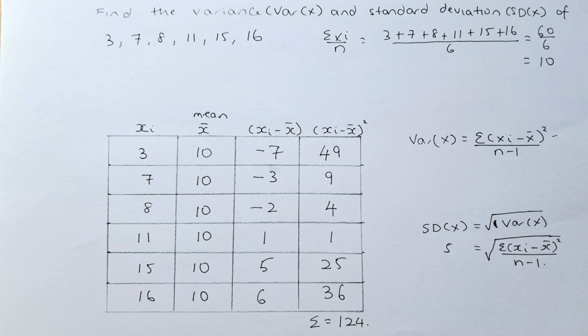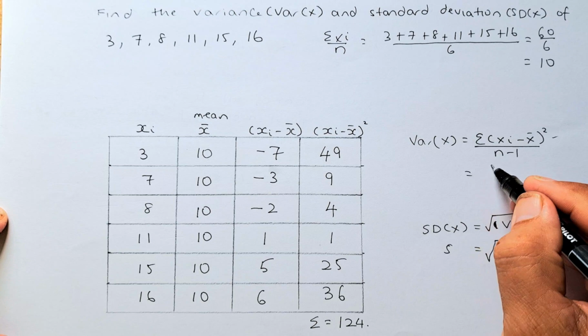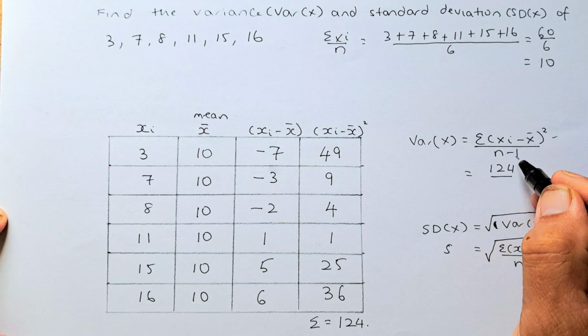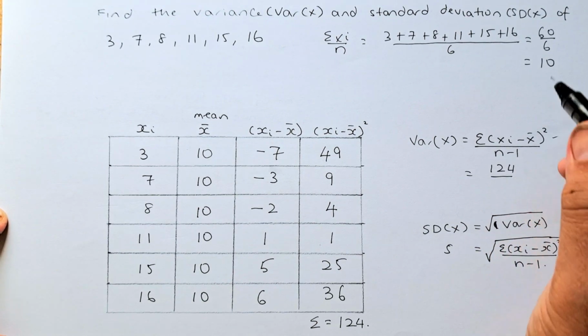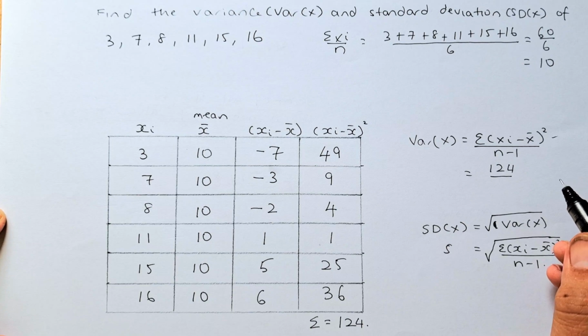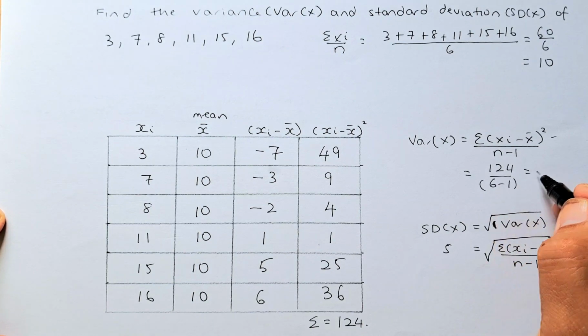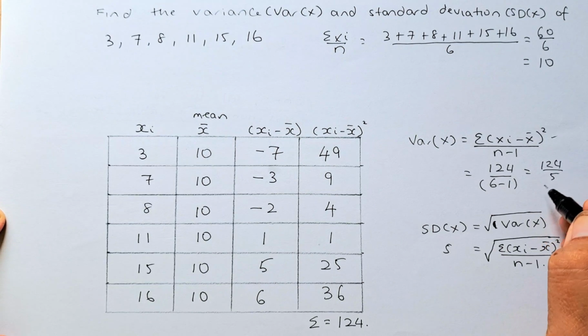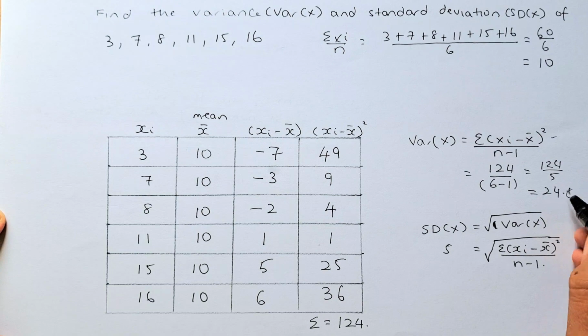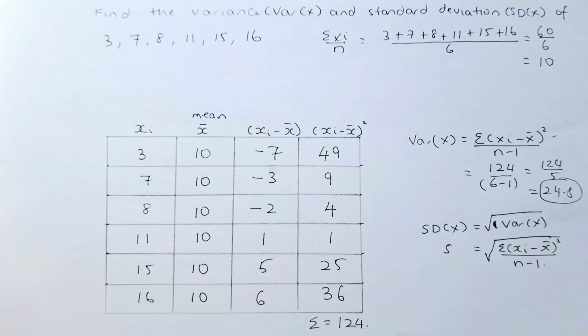To calculate the variance, you divide that number, 124, by the number of terms minus 1. There are altogether 6 terms, so it's 6 minus 1. So it's 124 divided by 5, and the answer is 24.8. So the variance of that group of 6 numbers is 24.8.